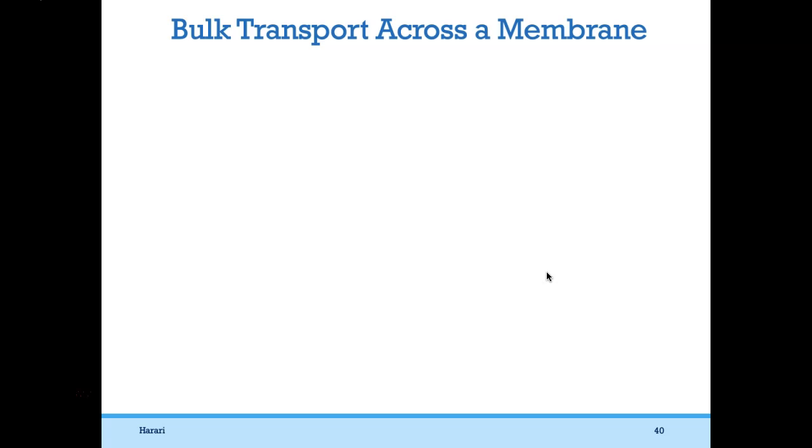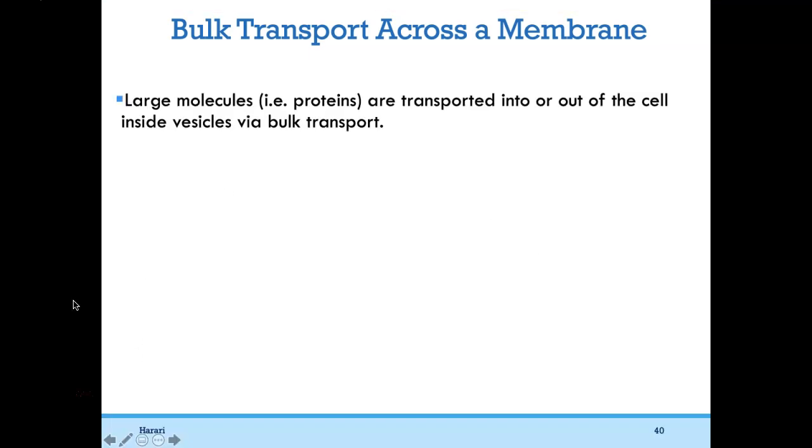So now we're going to talk about bulk transport across the membrane. Now we're finished talking about active transport. We'll talk about bulk transport. Large molecules are transported into or out of the cell inside vesicles via bulk transport. Remember, vesicles are also made of phospholipids. They're like those little bubbles of phospholipids.